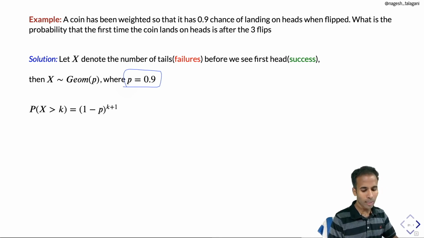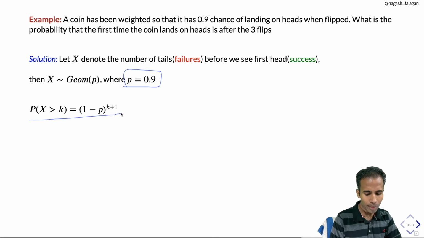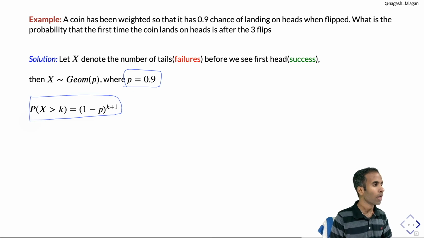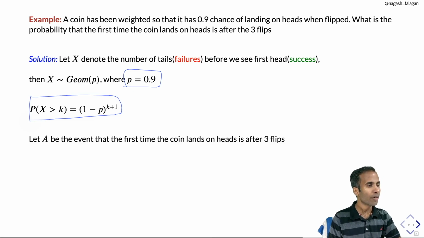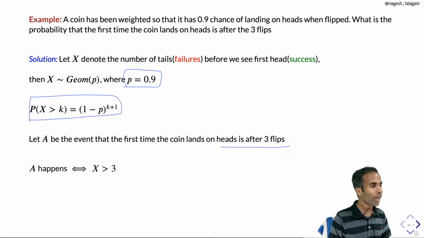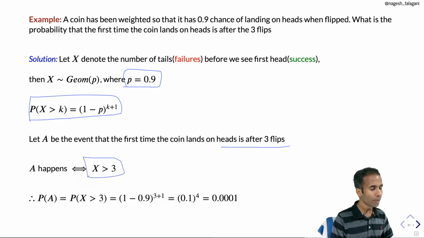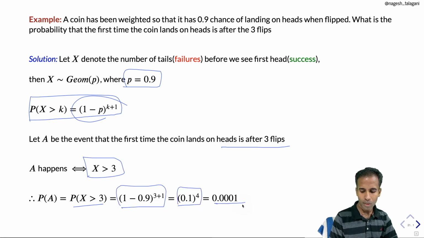Okay. Now, from the previous slide, we know that for the geometric distribution with parameter p, the probability of x bigger than k is going to be (1 minus p) to the power of k plus 1. Okay. Now, let A be the event that the first time the coin lands on heads is after 3 flips. So A happens if and only if x is bigger than 3. So the probability of A is going to be the probability of x bigger than 3, which is (1 minus 0.9) to the power of 3 plus 1, that is 0.1 to the power of 4, that is 0.001. This is the answer.